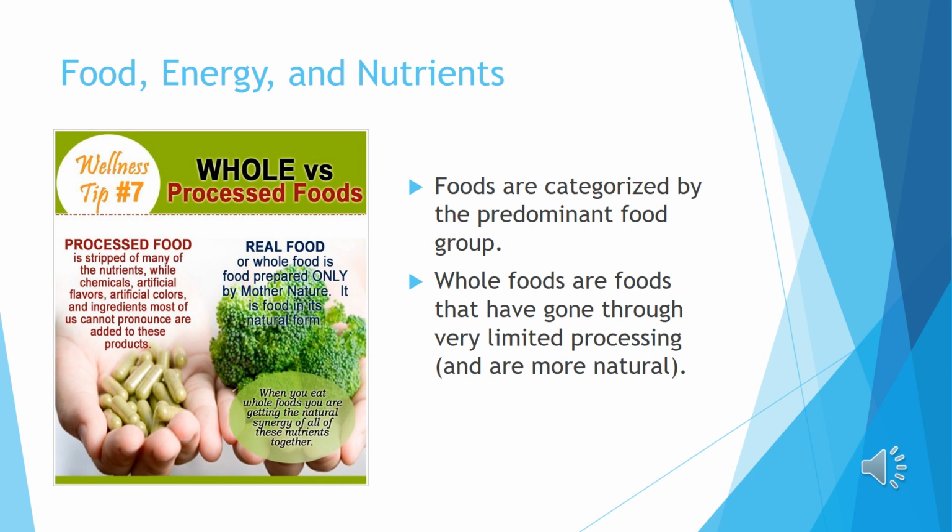As we progress through the book, you'll see that foods are pretty much categorized by the predominant food group that they're in. So you'll need to know the difference between the food groups and be able to identify which food group a specific food would fall into. You'll also need to understand that whole foods are very different than processed foods, whereas your whole foods are foods that are very limited when it comes to processing. They're more natural, and you'll need to understand why whole foods are often better than processed foods and how whole foods affect digestion and nutrient absorption.